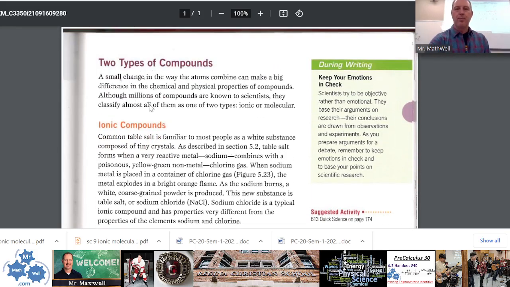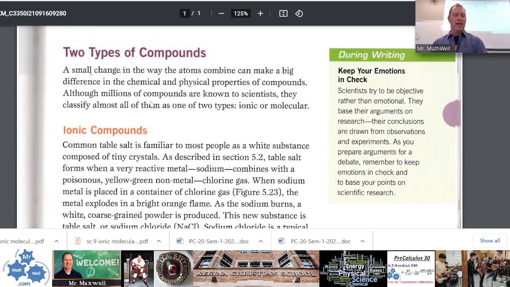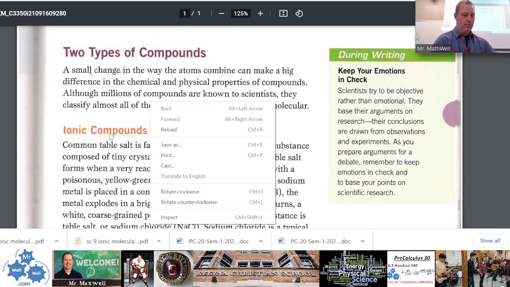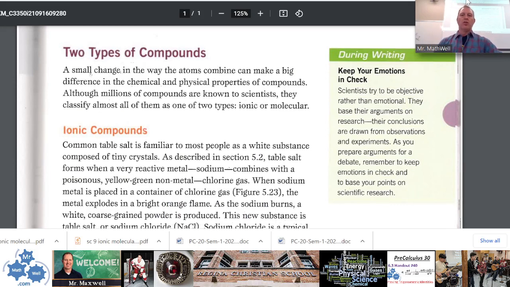I'll zoom in a little bit. So you'll have to jot down some of the notes that I highlight. This screen's broken. There we go. How's that? Better? Yeah. Okay.